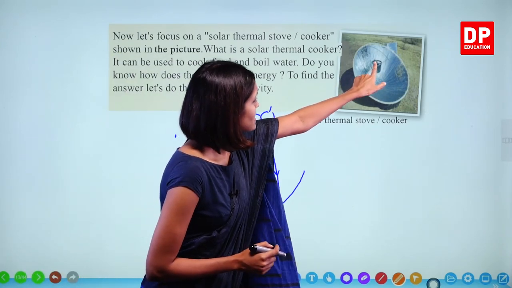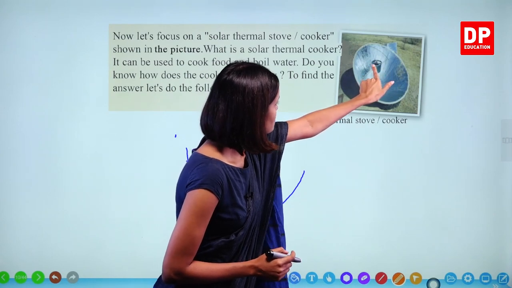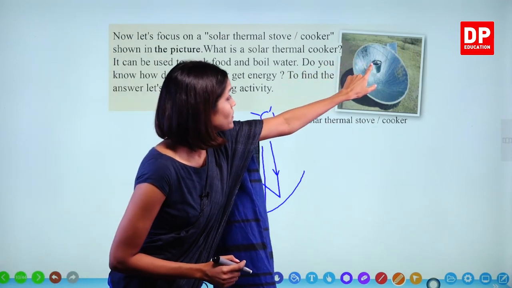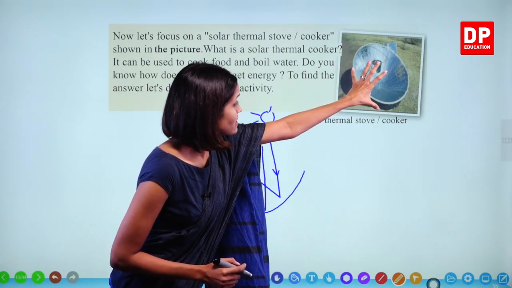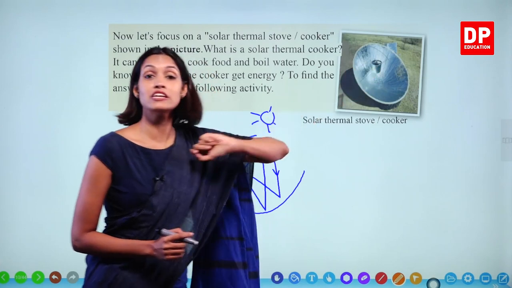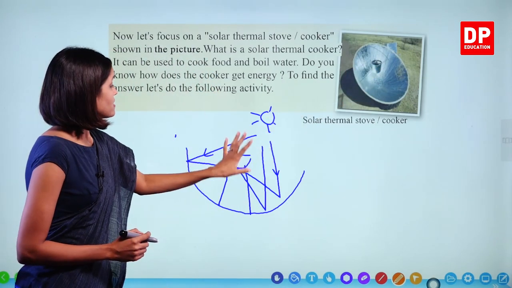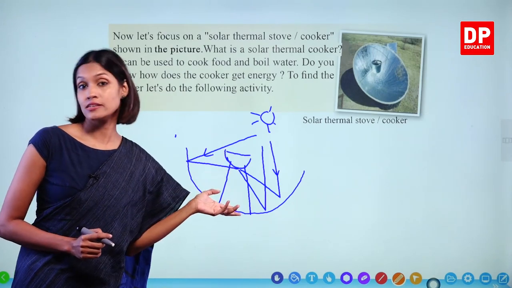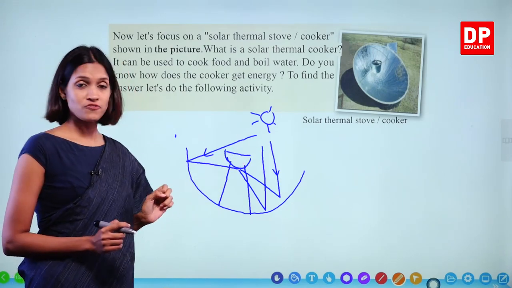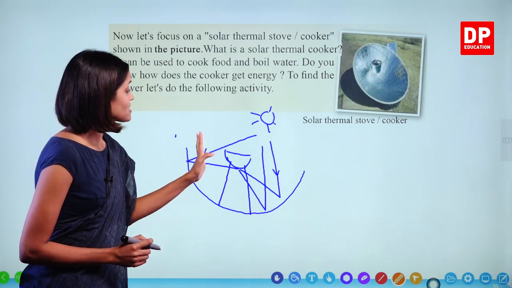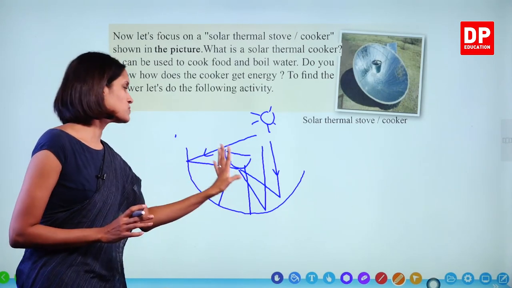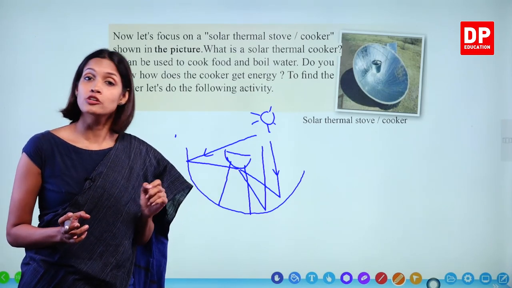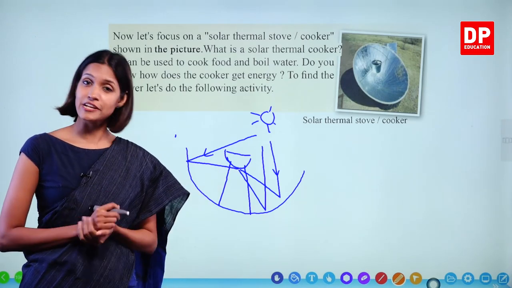Look at this one. You can see here a pot is placed somewhere like this. That is the place where all the sun's rays, after reflecting, come to that particular spot. So you can cook food, you can heat water using these types of solar thermal cookers or solar thermal stoves. In Sri Lanka, most of the time we don't use these types of cookers, but in other countries, they use them in outdoor cooking activities.